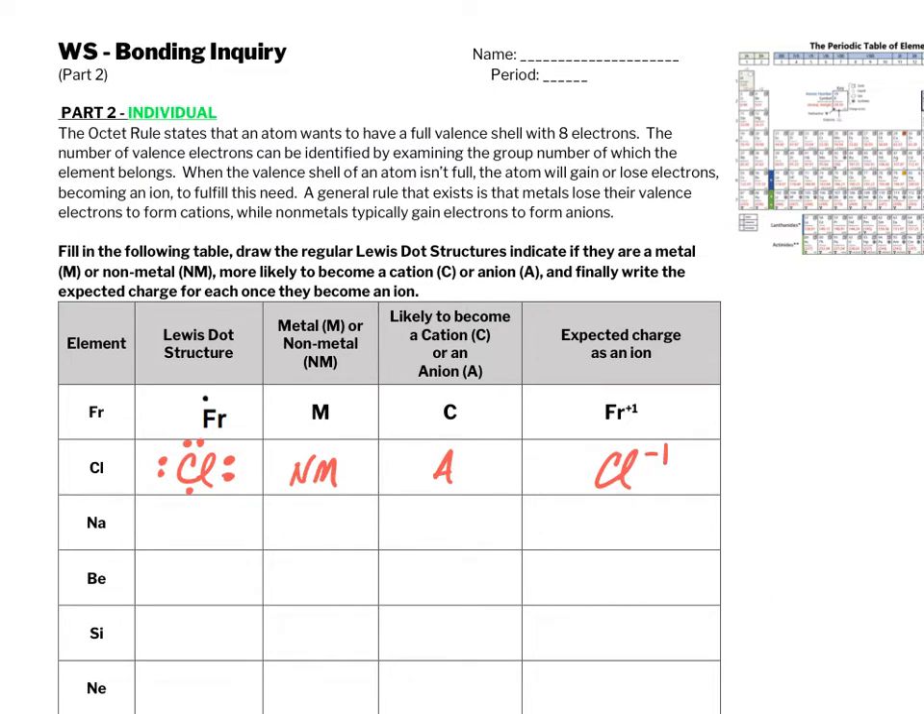Sodium, Na. Na is an alkali metal on the first column, 1 dot. It's a metal, likely to lose that 1 electron and become a cation, in which case then Na plus 1. Na plus 1.